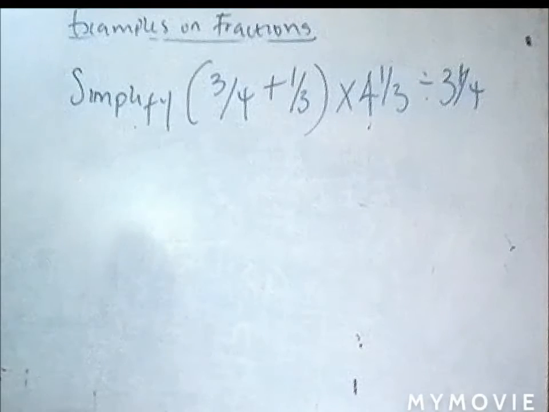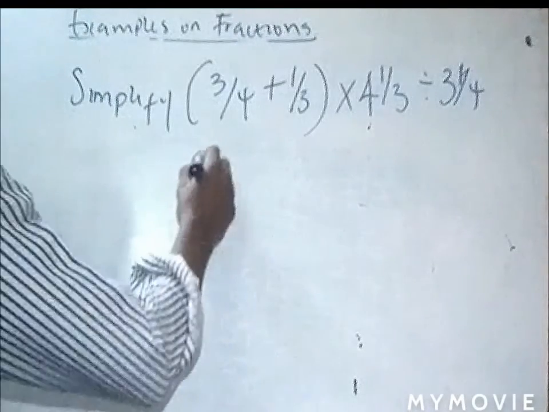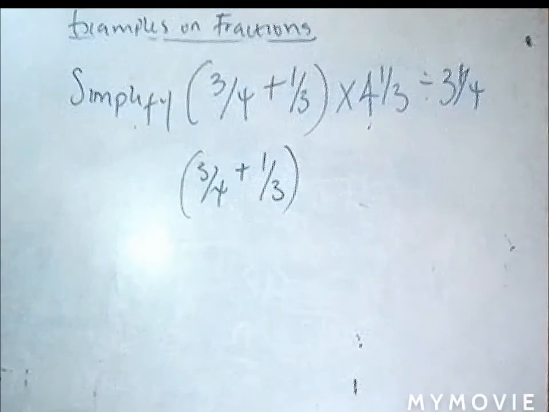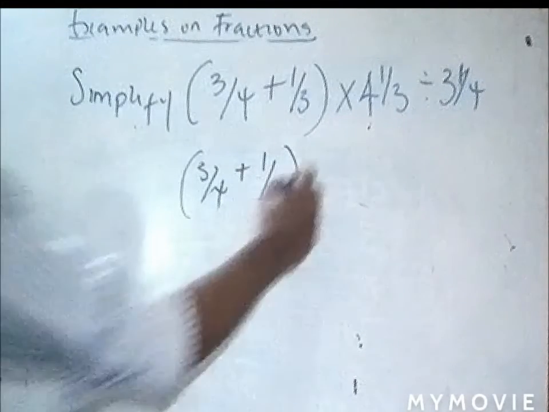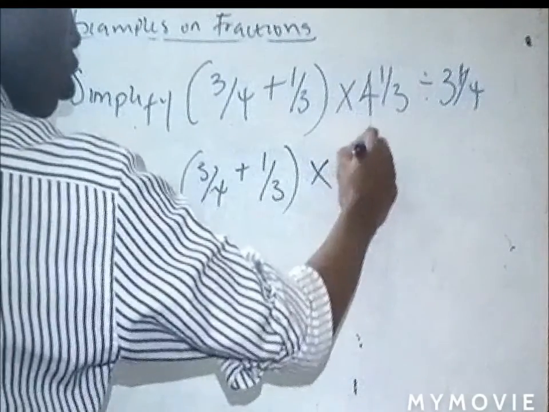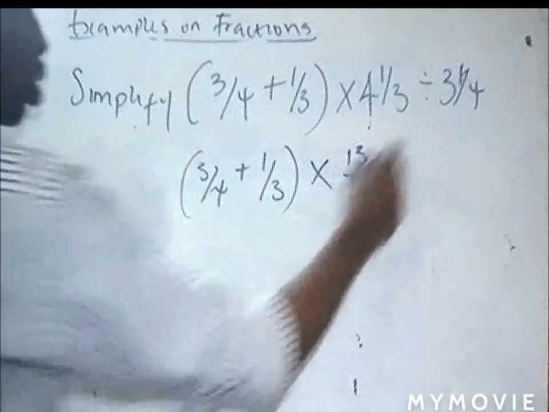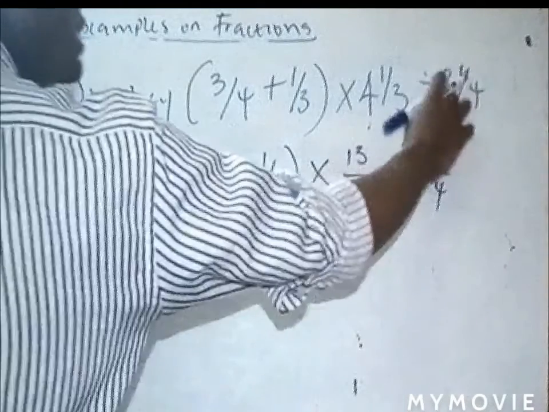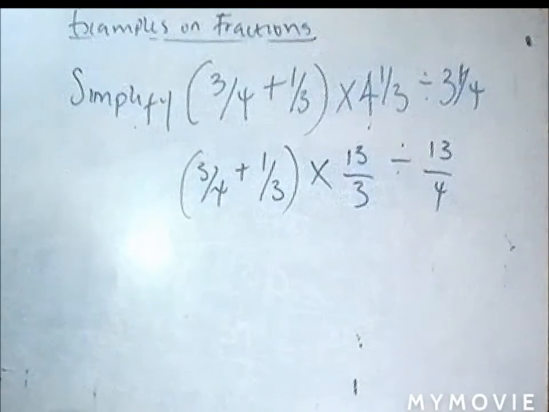But like we did in the last example, let us change the mixed fractions to improper fractions. So that means the question will be 3 over 4 plus 1 over 3, all in brackets, times 3 times 4 plus 1, 13 over 3, divided by 13 over 4, because 4 times 3 is 12 plus 1, 13. So this is how the question would be now after changing to improper fraction.